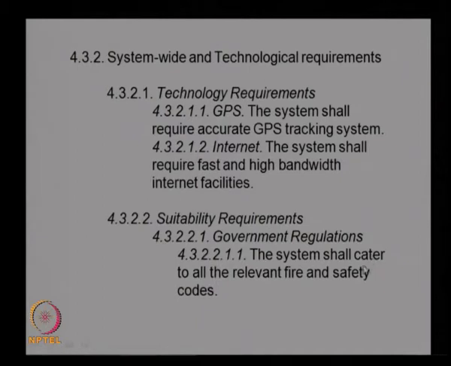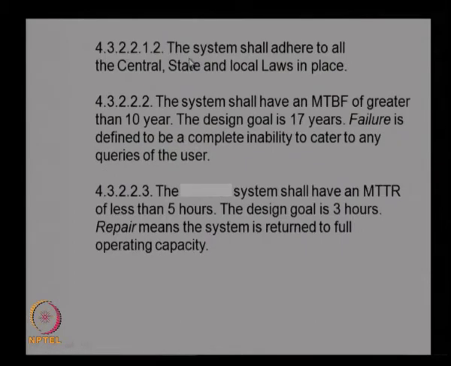Then the system shall cater to all the relevant fire and safety codes, that is the suitability requirement for the system. Then the system shall adhere to all the central, state and local laws in place. The system shall have an MTBF of greater than 10 years, the design goal is 17 years. The failure is defined to be a complete inability to cater to any queries of the user.